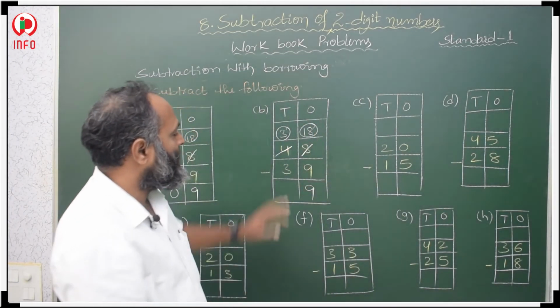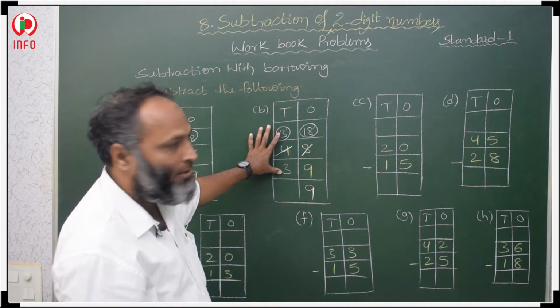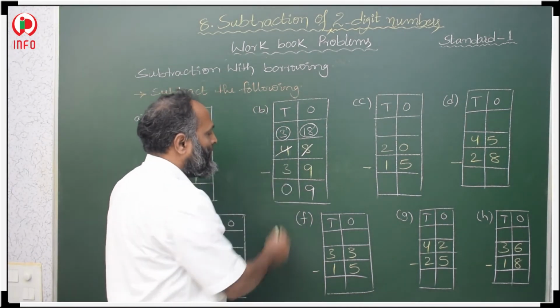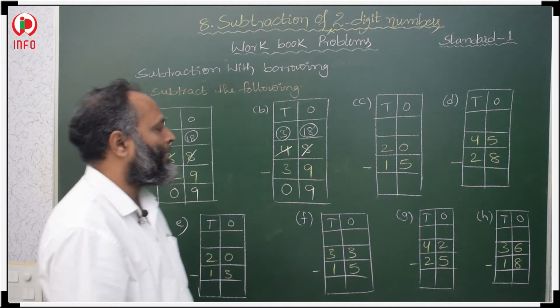And after that in tens place, 3 minus 3. 3 minus 3 is 0. This is also 9. Okay.